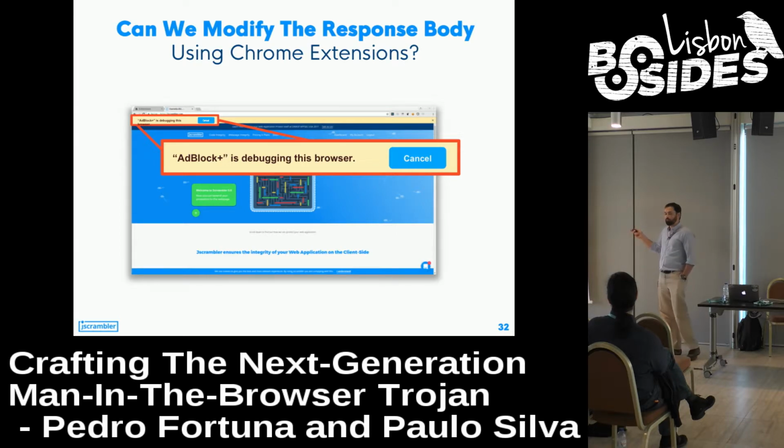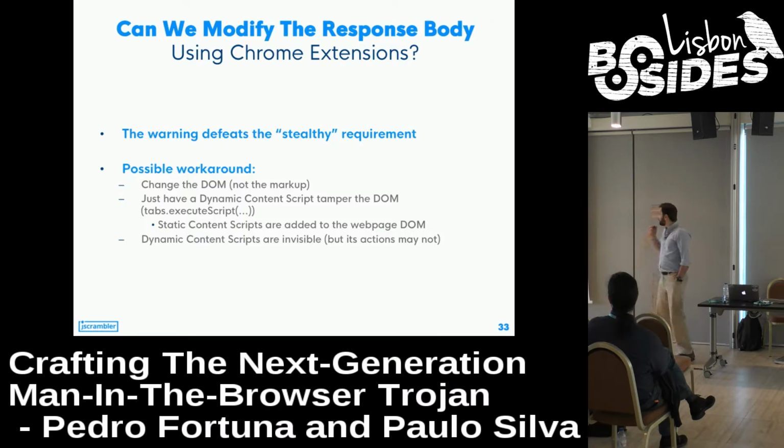And instead of using the WebRequest API, we could have used the debugger, and we would have been able to change also the response body. But then, every time we try to do it, this would break our stealthy requirements. So we gave up about changing the response body, because we can change the DOM, and we will do it even better because no one will notice. This is how extensions work.